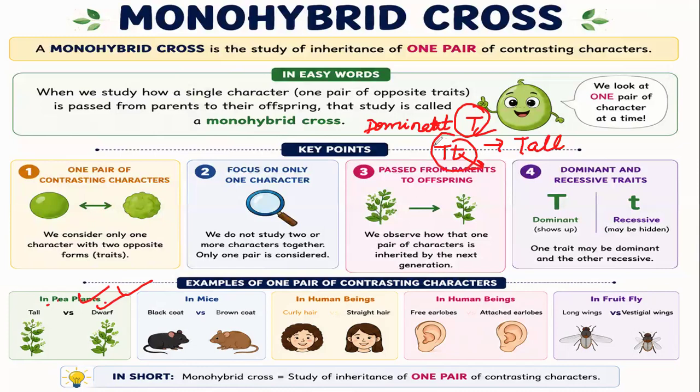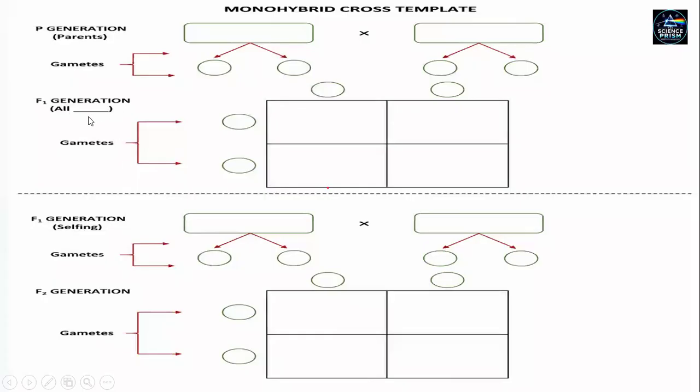So basically what happens is, in a monohybrid cross, we talk about the study of inheritance in which one pair of contrasting characters we will check. Okay, so now we will draw a cross so that it will be easier for you. So let's see here. What is happening in this? Mendel basically cross-pollinated homozygous tall plants with homozygous dwarf plants. So I'll mention it here.